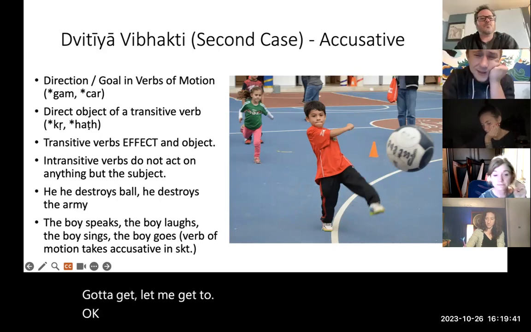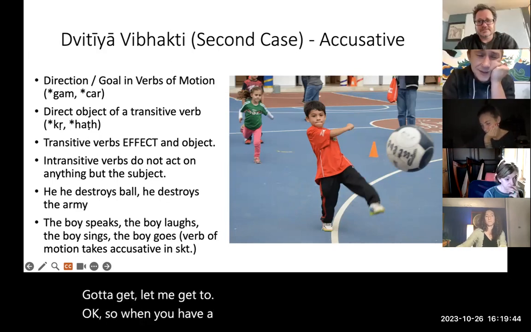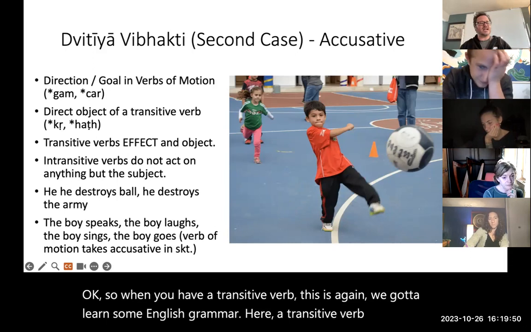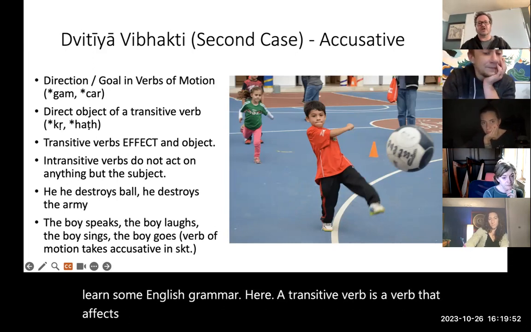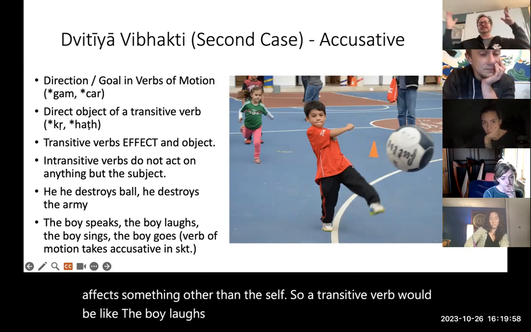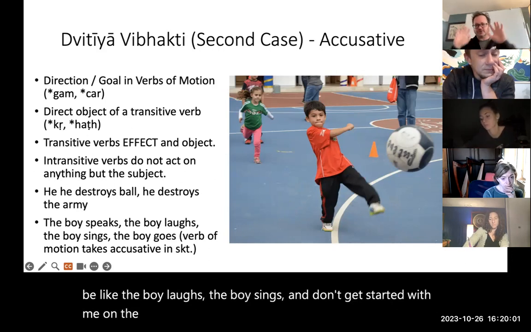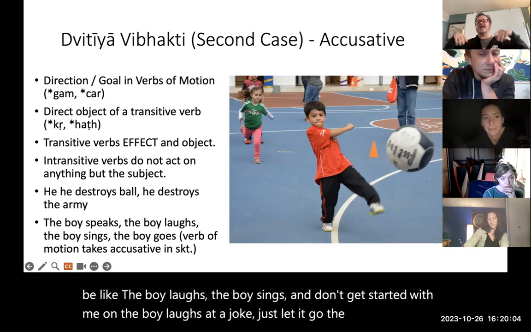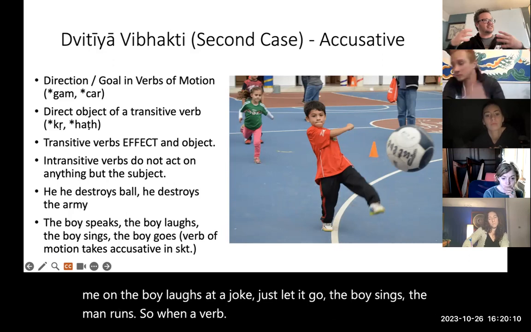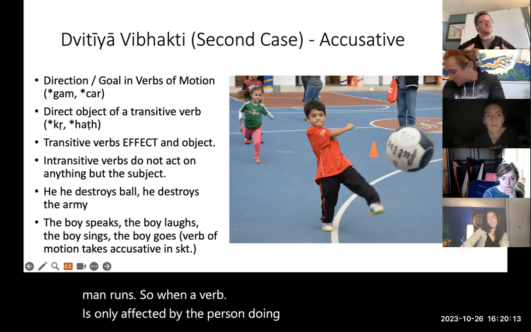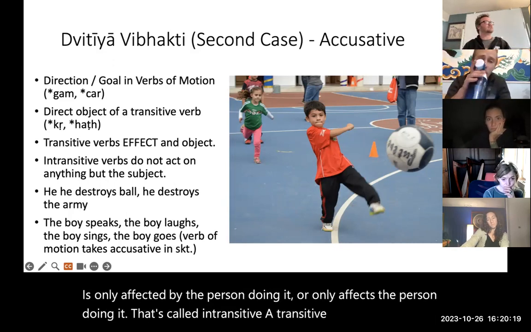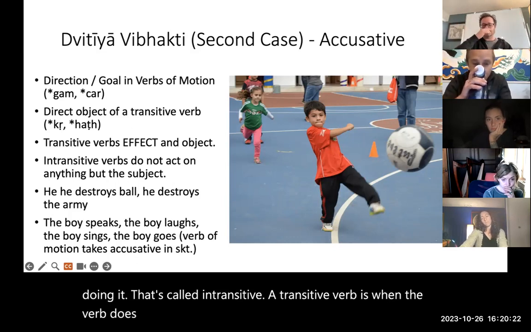Okay. So when you have a transitive verb, we got to learn some English grammar here. A transitive verb is a verb that affects something other than the self. So an intransitive verb would be like, the boy laughs, the boy sings, the man runs. Don't get started with me on the boy laughs at a joke. Just let it go. So when a verb is only affected by the person doing it, or only affects the person doing it, that's called intransitive. A transitive verb is when the verb does something to something else.